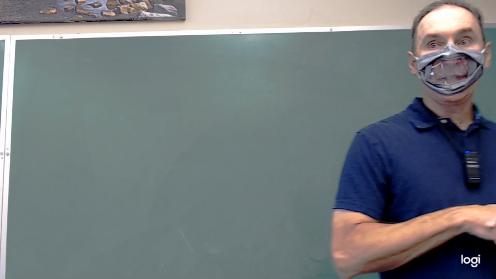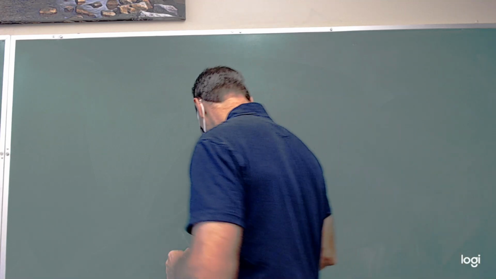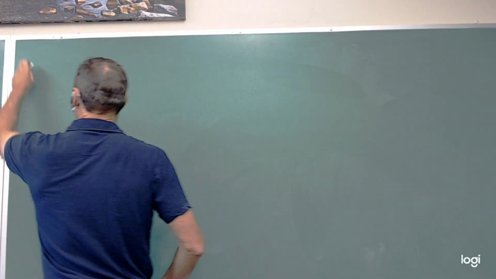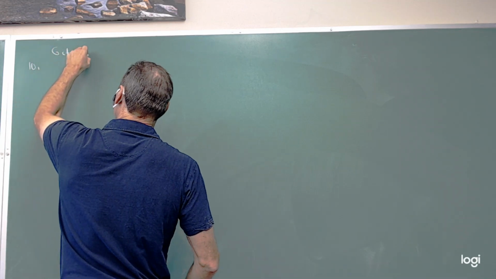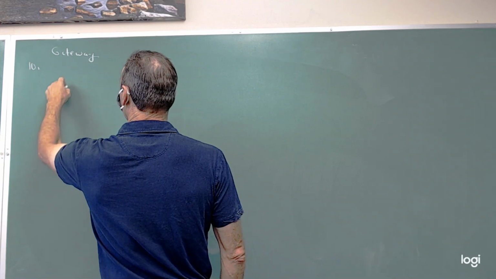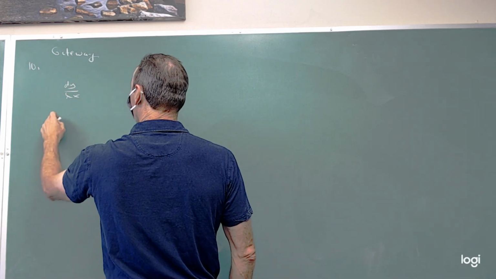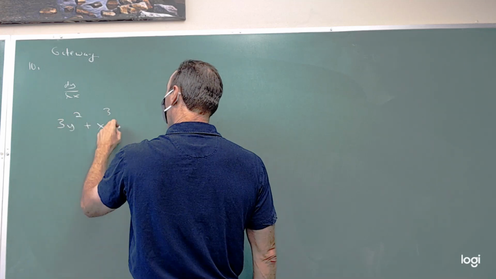So we're aiming for the question? Number 10 on the gateway review. 10 on the gateway. Do you know what that is? That's our implicit differentiation. So do you remember what it is? Find dy over dx of 3y squared plus x to the third y equals 30.